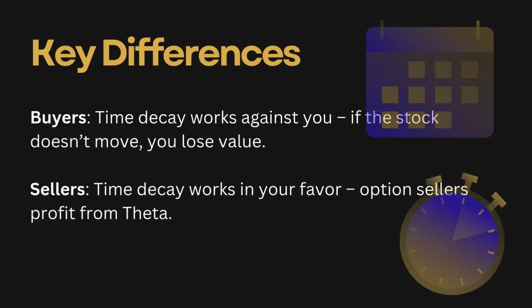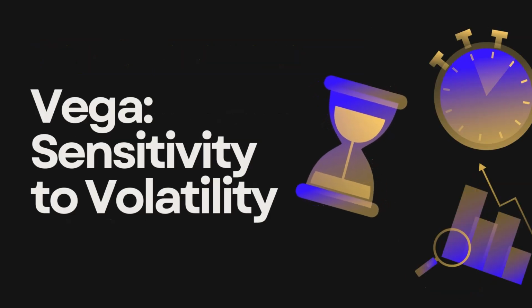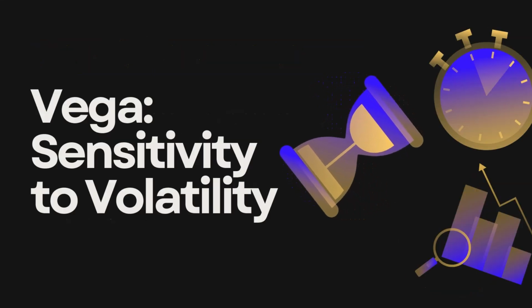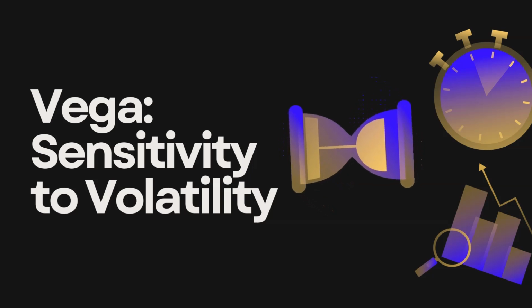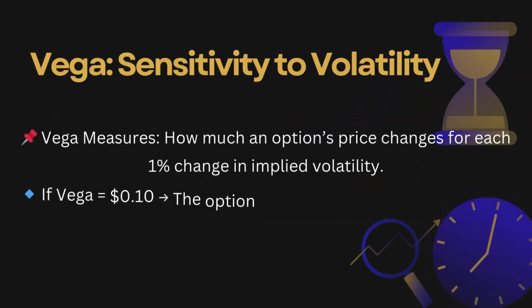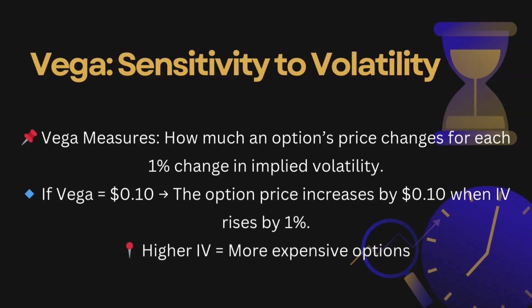Vega, sensitivity to volatility. Vega measures how much an option's price changes for every 1% change in implied volatility. For example, if an option has a Vega of 10 cents, the option price will increase by 10 cents for every 1% rise in implied volatility.